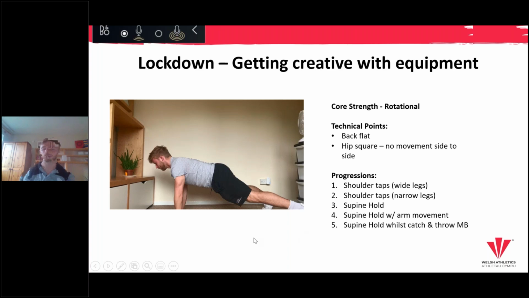And I can progress the difficulty there, again, by potentially changing the width of my legs. Narrow legs would make it a lot harder because there's more rotational force going through the body.